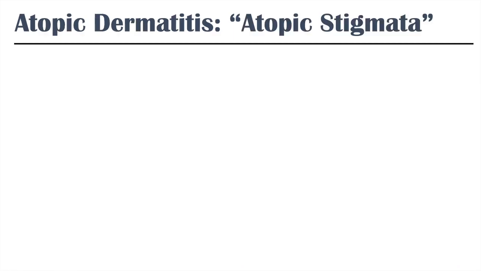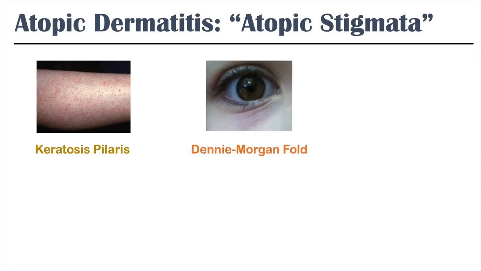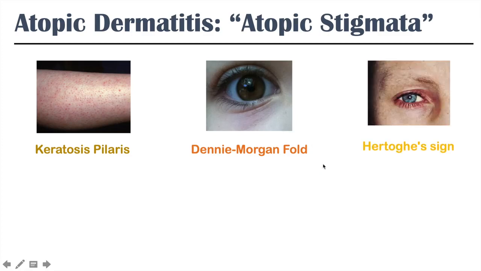So atopic dermatitis can have characteristic skin findings that we call atopic stigmata. And these can include keratosis pilaris or hyperkeratosis pilaris. This is colloquially called chicken skin. So it's essentially little raised red dots that can develop on different parts of the body. You can also see what we call Dennie-Morgan fold. So you can see here in this image this wrinkling effect and some change in the skin color as well underneath the eyes.